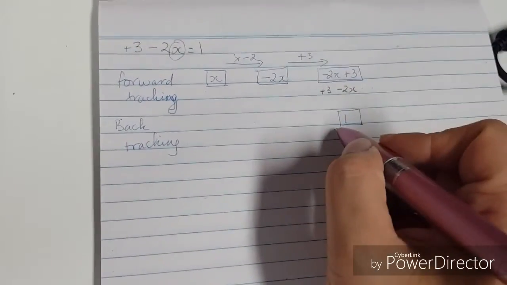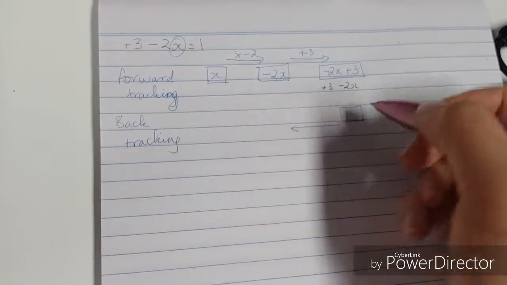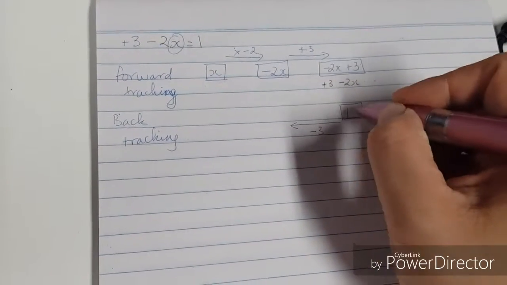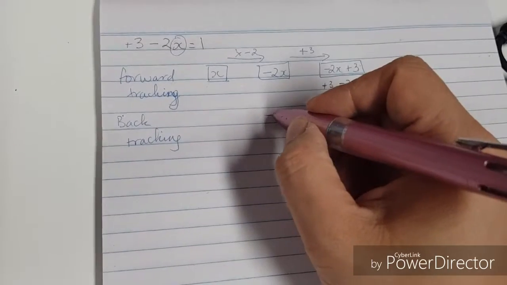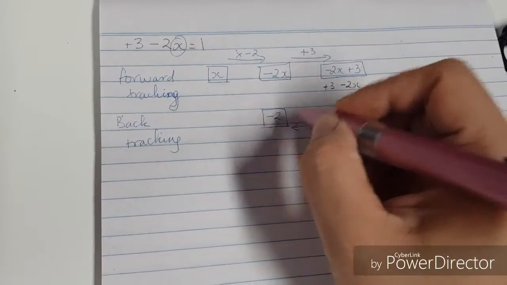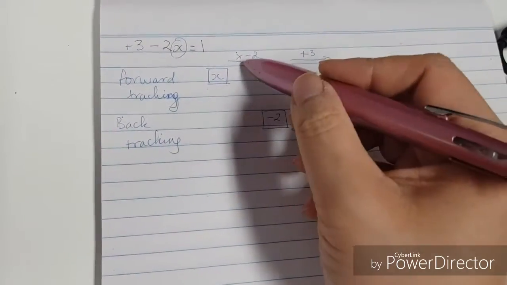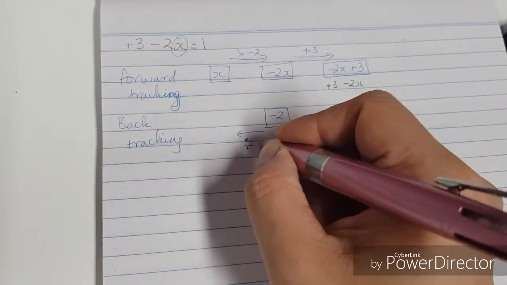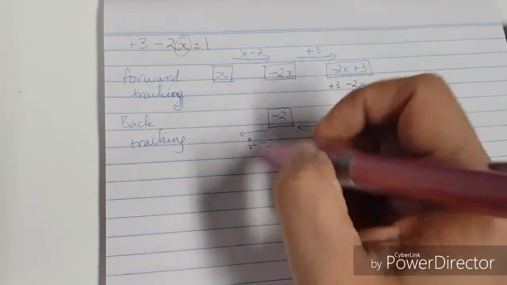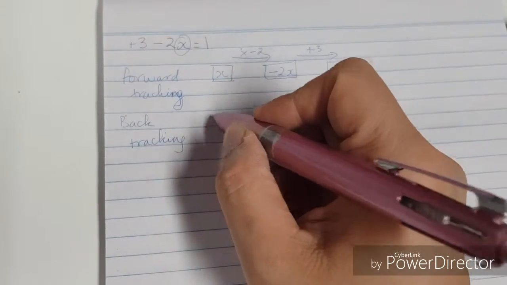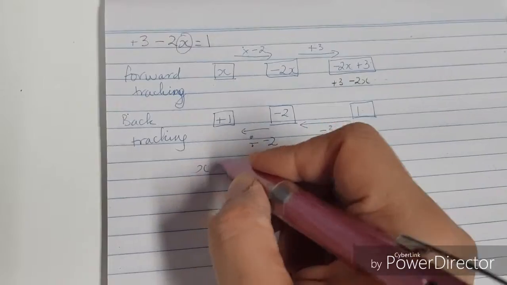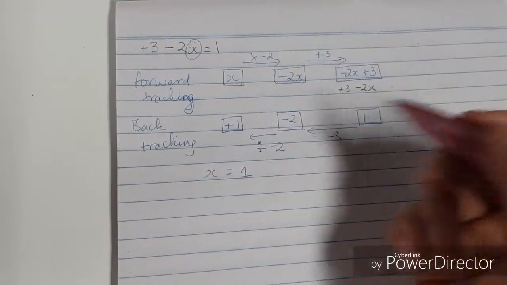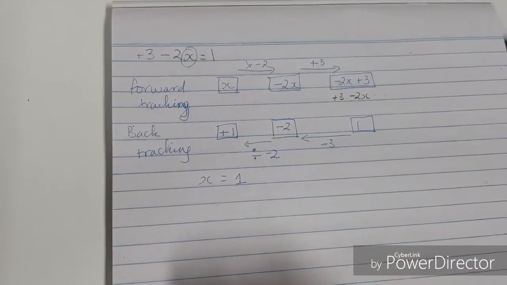Now we're going to do inverse operations to solve for x. What's the opposite of adding 3? We take away 3. So 1 take away 3 gives us -2. What's the opposite of multiplying by -2? Well, we're going to divide by -2. So -2 divided by -2 gives you +1. So x equals 1 or +1. That's how you do it through forward tracking and backtracking.